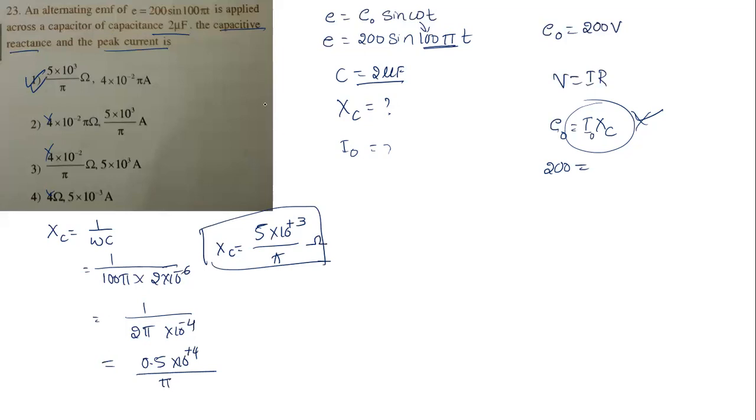But still, we want to find the peak value of current, so use the relation now. I naught into XC. How much did we get for XC? 5 into 10 power 3 divided by pi. Now pi will come to this side. So I naught equals 200 pi divided by 5 into 10 power 3.